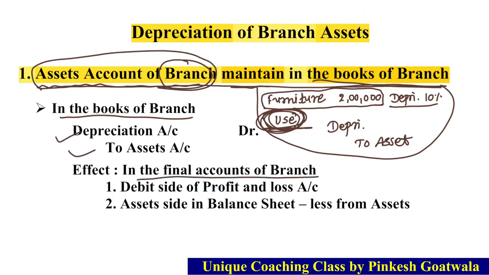So first effect, debit side of profit and loss account, this depreciation, and second effect, asset side in balance sheet less from that asset. So we know all this effect we learn from standard 11. Normally in every case, the person who has the asset shows it in his books and balance sheet, that I have this amount of asset. So normally whatever effect comes, we will show that effect.